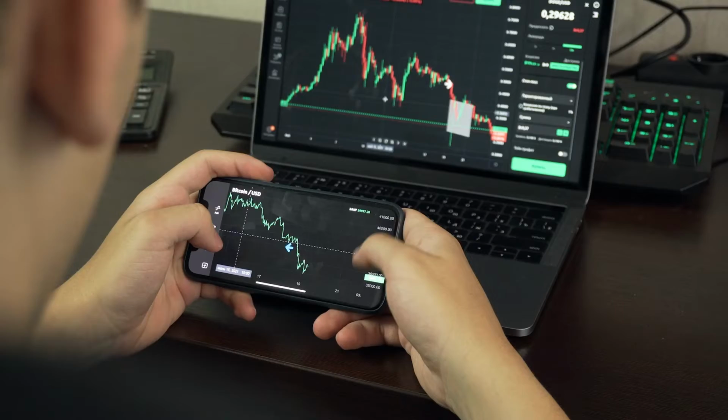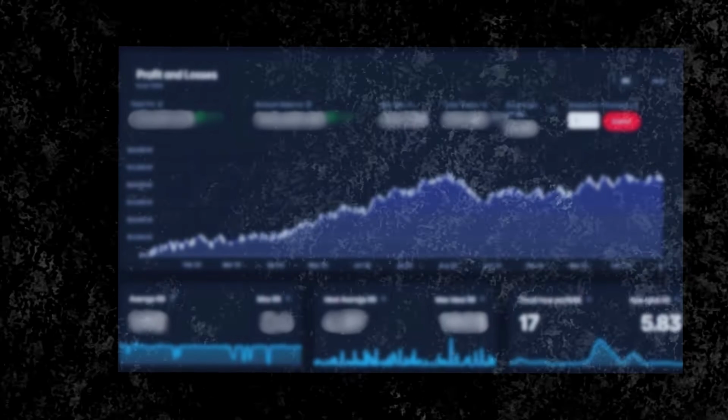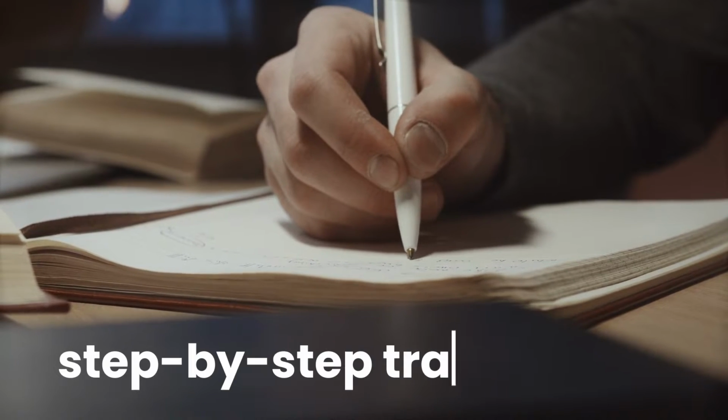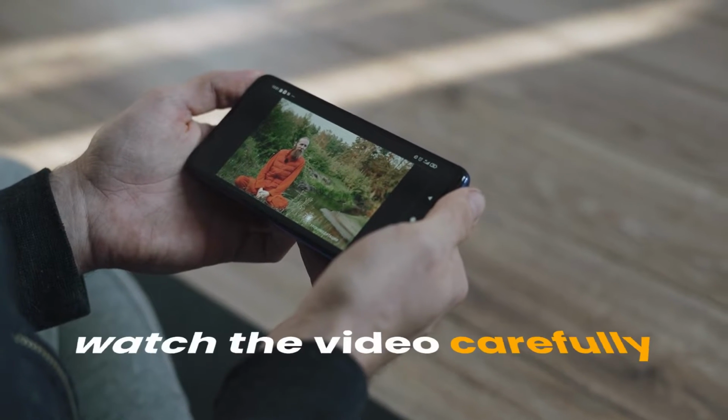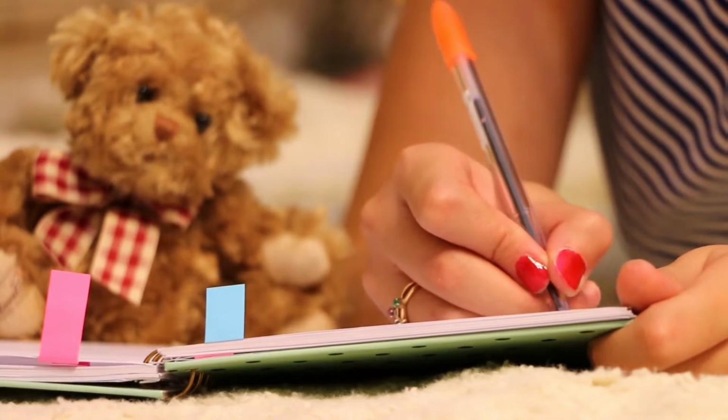In today's video, we will be learning the ICT Turtle Soup strategy. I will show you the backtest results first, and also explain the rules for Turtle Soup. Make sure to watch this video till the end so everything makes sense and you don't miss anything important. Grab your notebooks and let's get started.